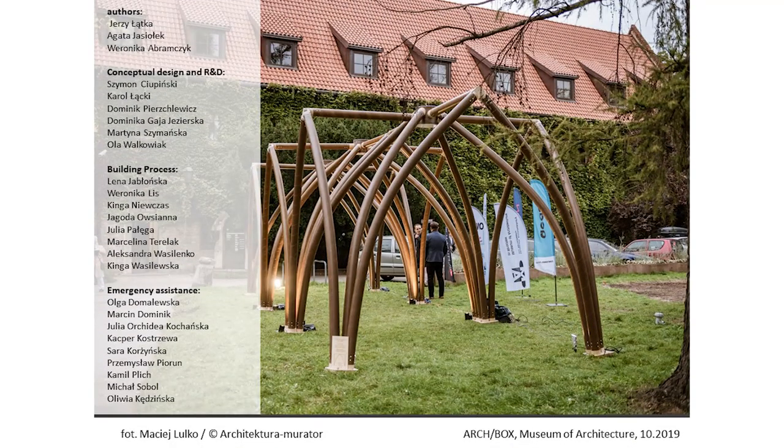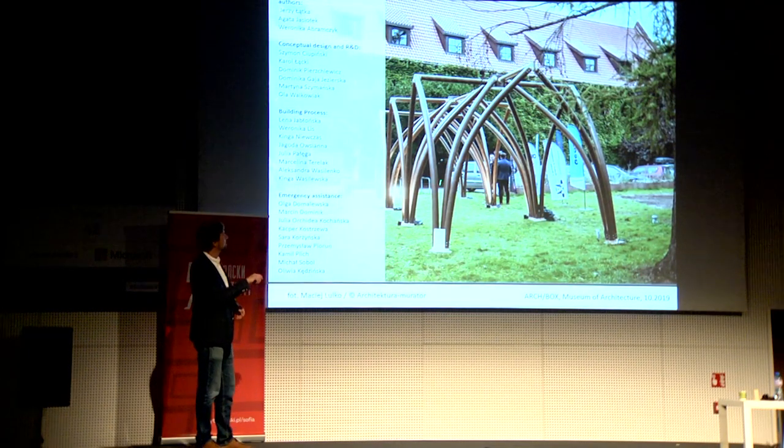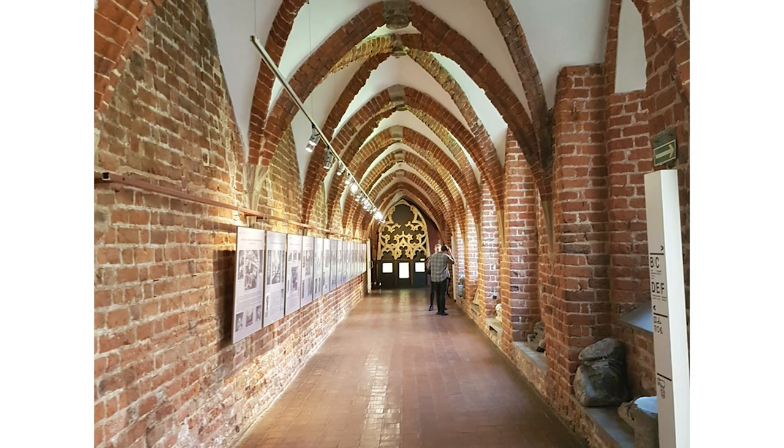Another pavilion. Here we again refer to the idea of temporality and eternity in architecture. What we did here, we copied the Gothic vault from the Museum of Architecture with the use of a very fragile material, paper. Together with our partner, the producer of paper tubes, we created curved paper tubes, and those tubes represent the interior of the Museum of Architecture, which is an old monastery in Wrocław.